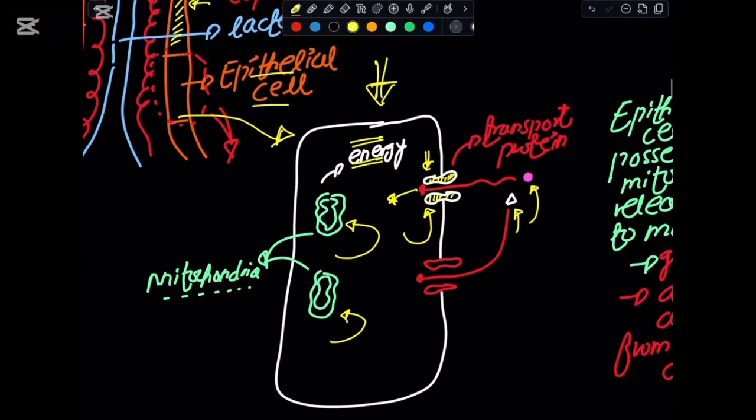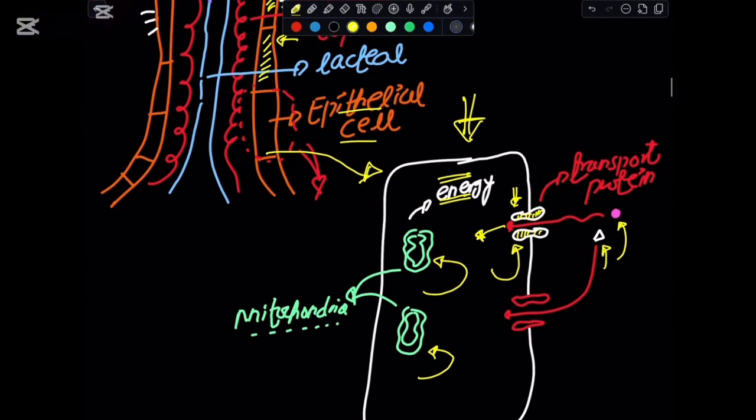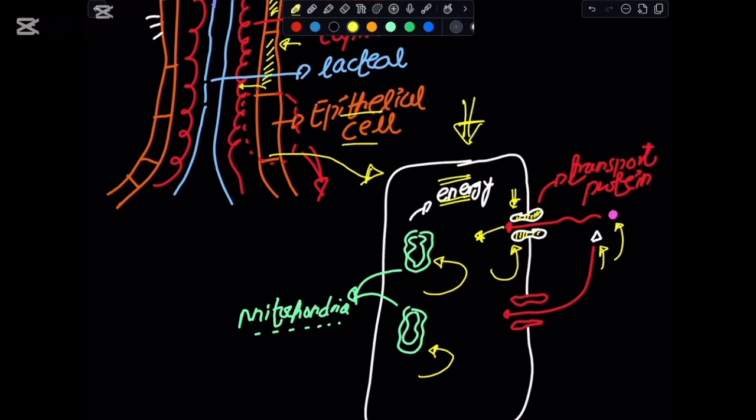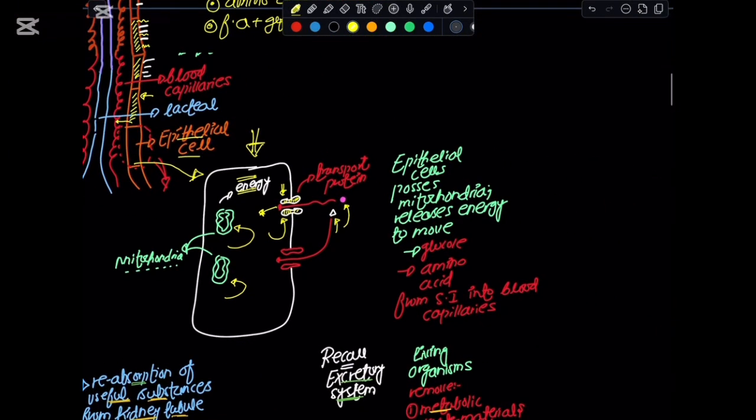And when they have come into the epithelial cells, from these epithelial cells the particles would move into the blood capillaries, and from the blood capillaries, these glucose and amino acids would be carried to the cells, where the cells would utilize them for their cellular activities.